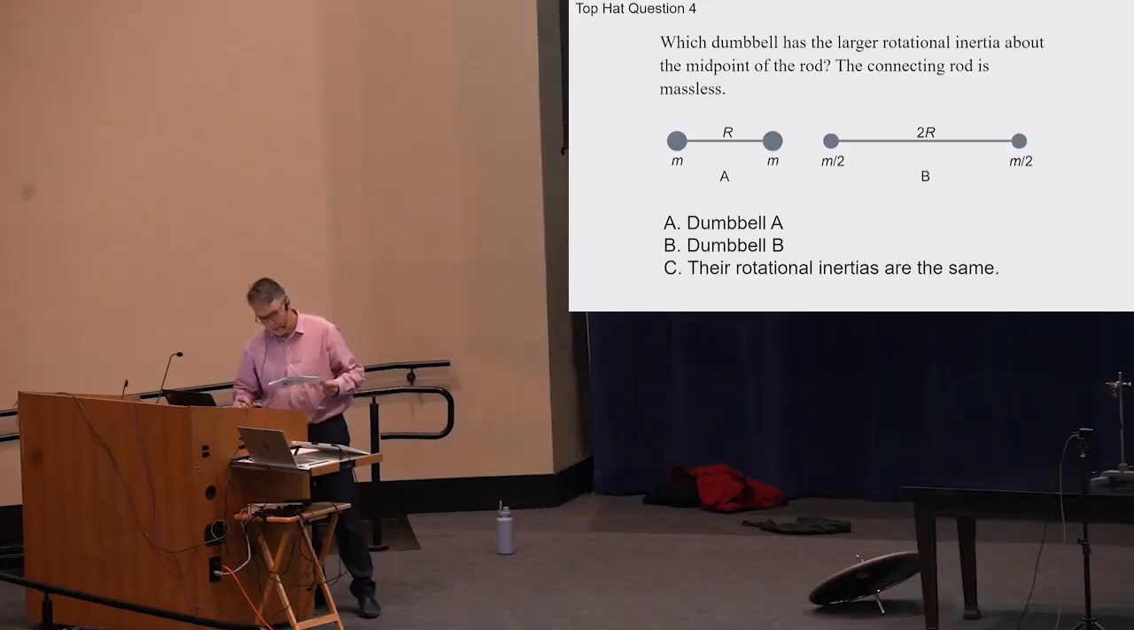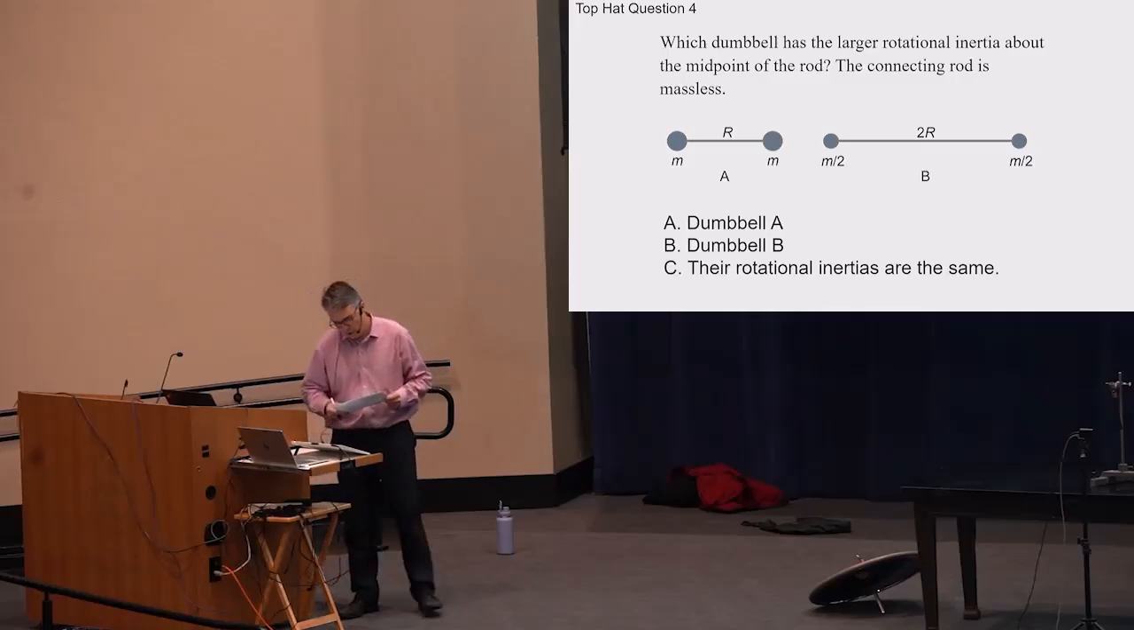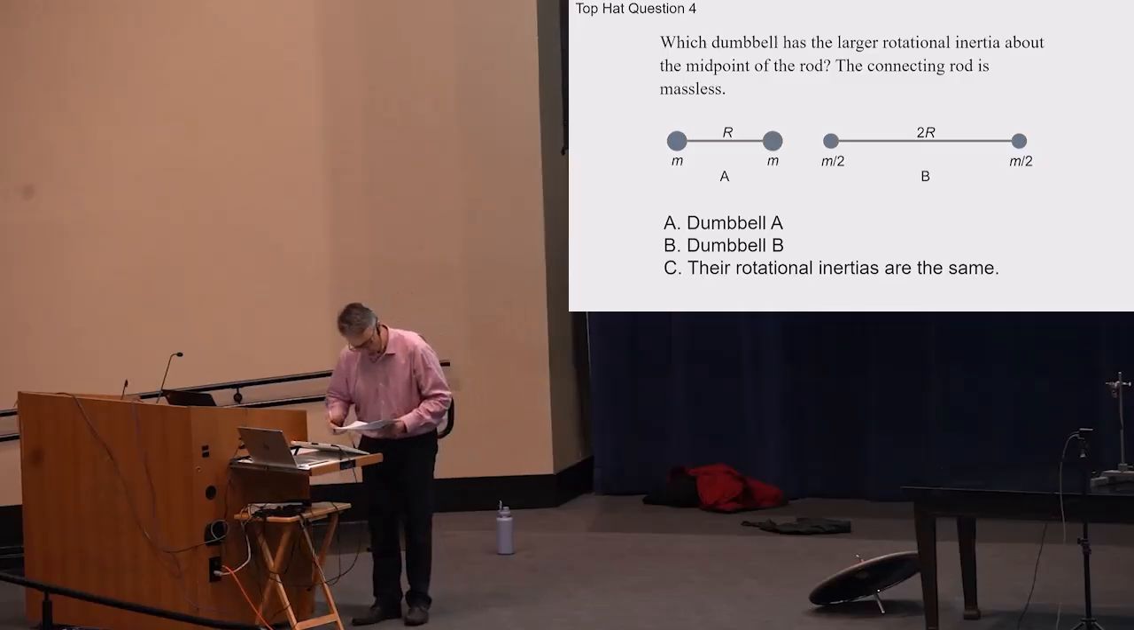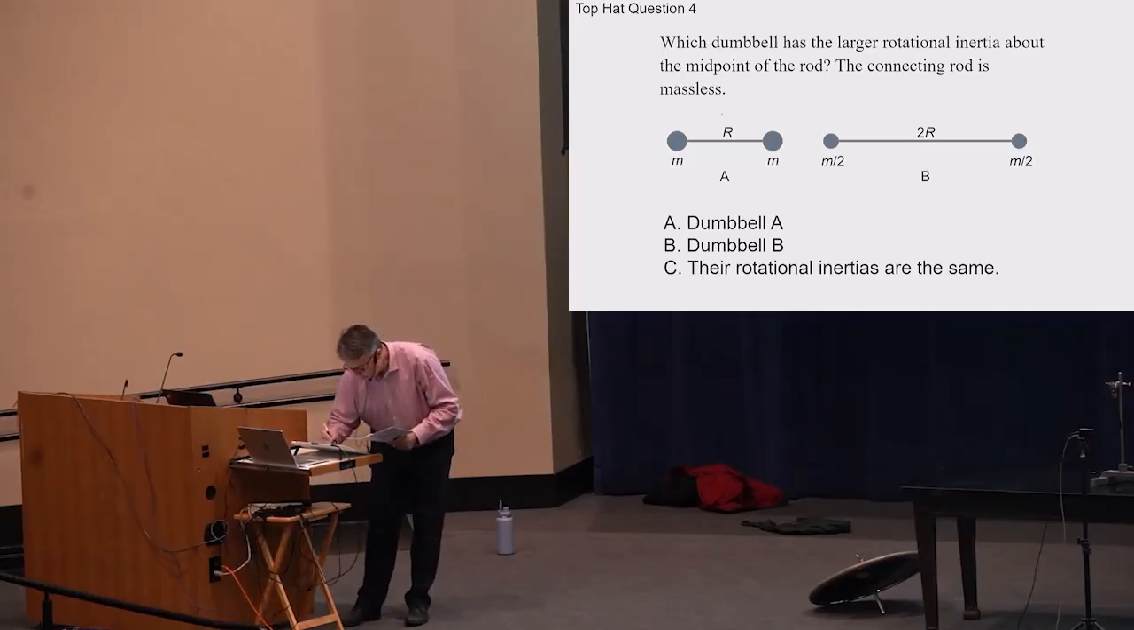Which dumbbell has the larger rotational inertia about the midpoint of the rod? So we're going to set up the rotational axis in the middle here. Masses are different, right? Dumbbell B has m over 2 as these masses, and dumbbell A has m as these masses, but there's also a distance. So I think this distance right here is actually r over 2, whereas this distance right here is r.